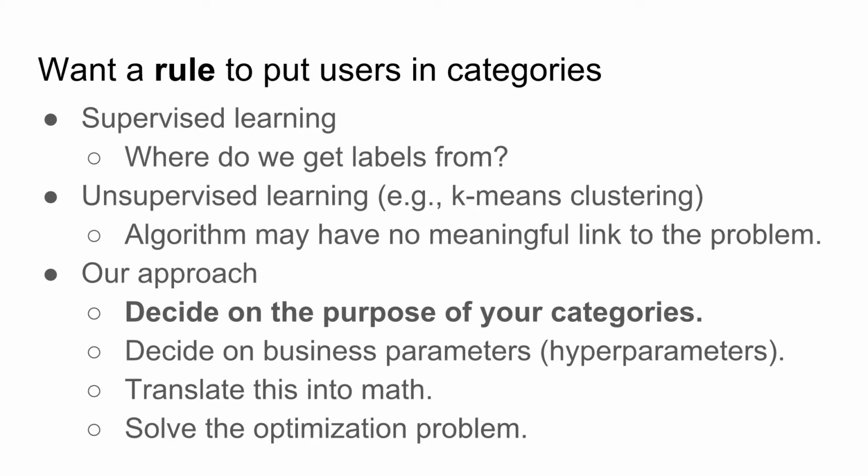Then you decide on some business parameters, and these are things you talk to people in your company about and figure out how complicated the rule can be, and what you want to do. Translate this into math, and that math should be an optimization problem, and then you solve the optimization problem, and you get the categories that are optimal for the goals that you stated. And all of these steps are hard.